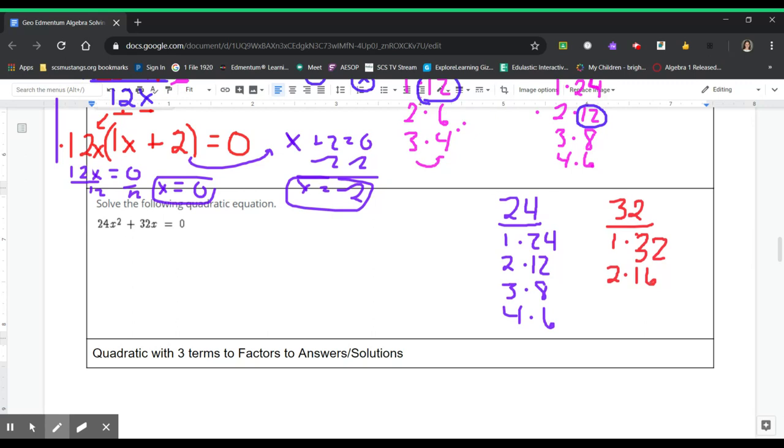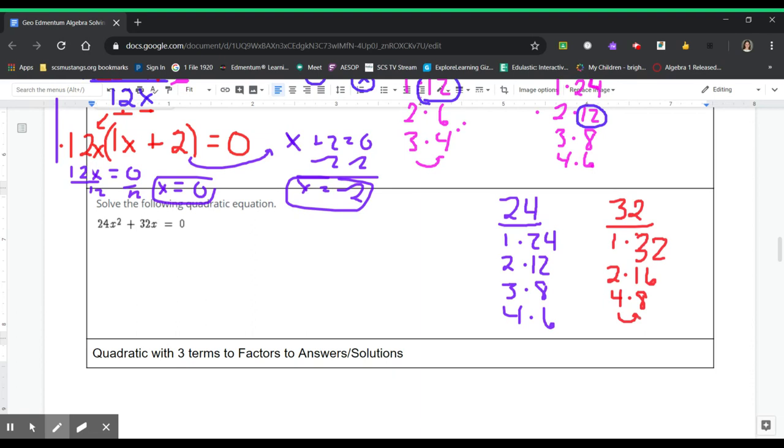32 divided by 4 is going to give us 8, so 4 times 8. 5 isn't going to work. 32 divided by 6 does not work. It's going to give us a decimal. 32 divided by 7 also does not work. 32 divided by 8 will give us 4. So we've looped back around, so that's how we know we've got all our possible factors there.